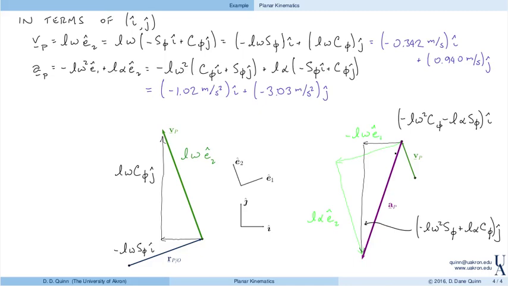So that's it for this example. We have, again, looked at an object that's fixed in the ground and rotating. Then we found the velocity and acceleration of a point that is located at the end of the bar. And we've talked a little bit about different sets of coordinates for expressing the velocity and acceleration.